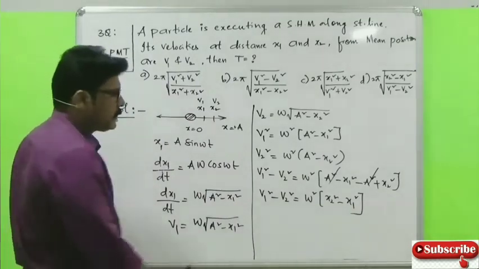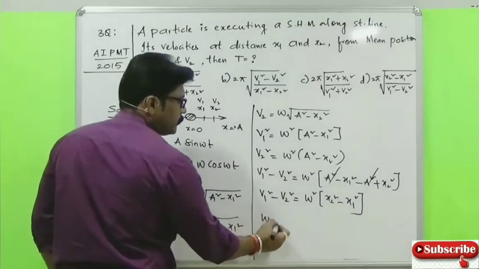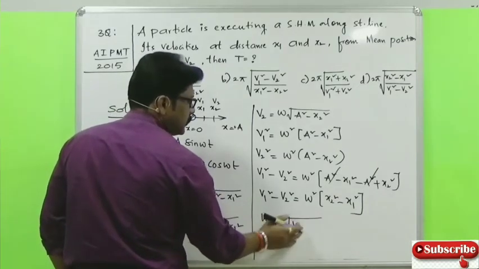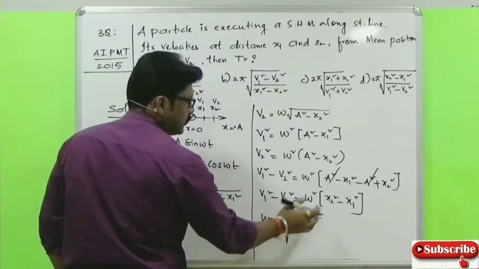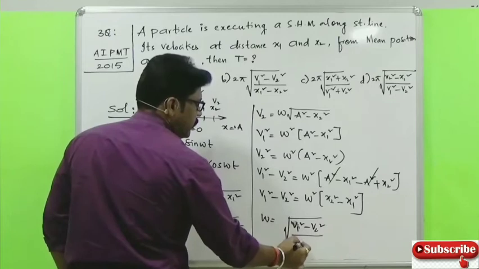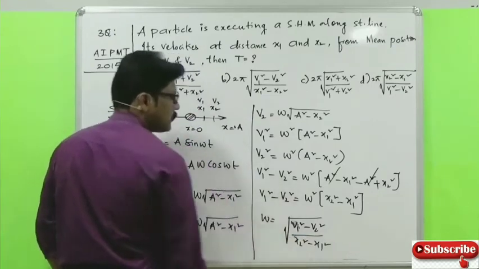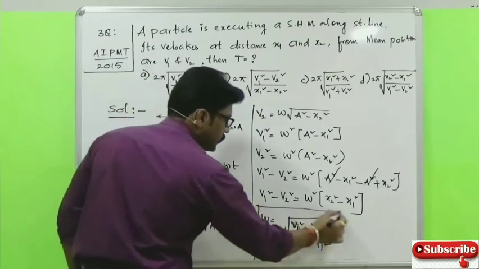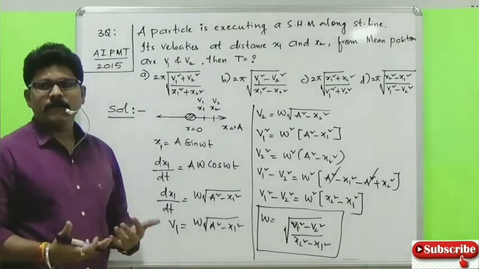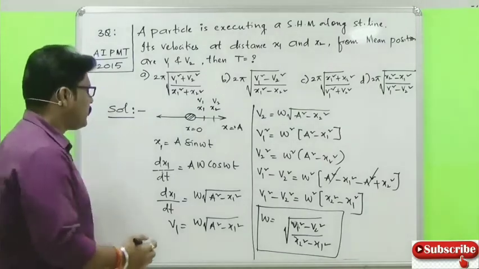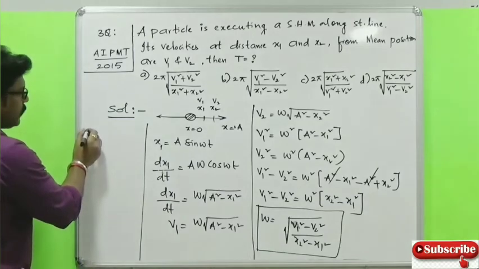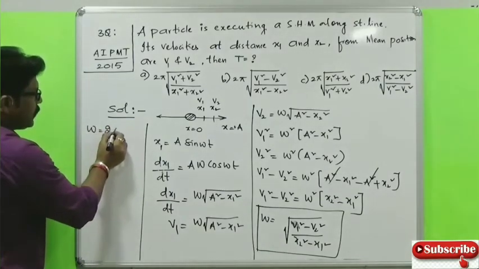Now omega can be written as omega equals under root of (v1 square minus v2 square) divided by (x2 square minus x1 square). This is called omega, I got it as angular velocity. Now what I require? Time period I require. So omega can be written as, I write here, time period: omega equals 2 pi by T.